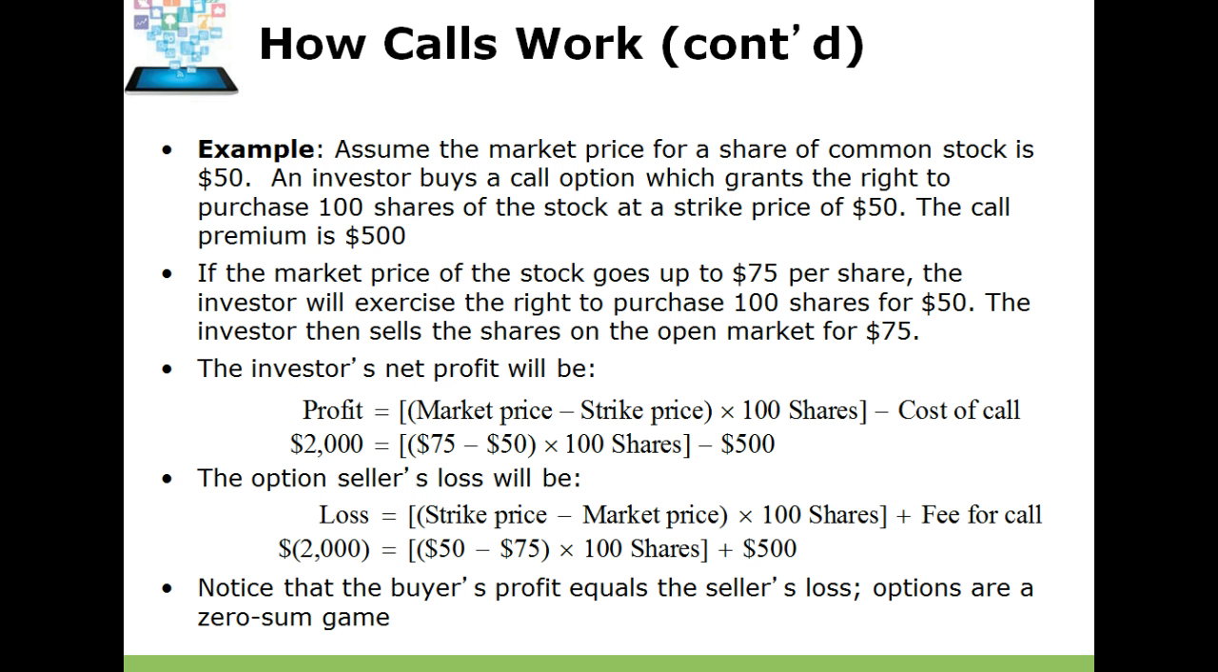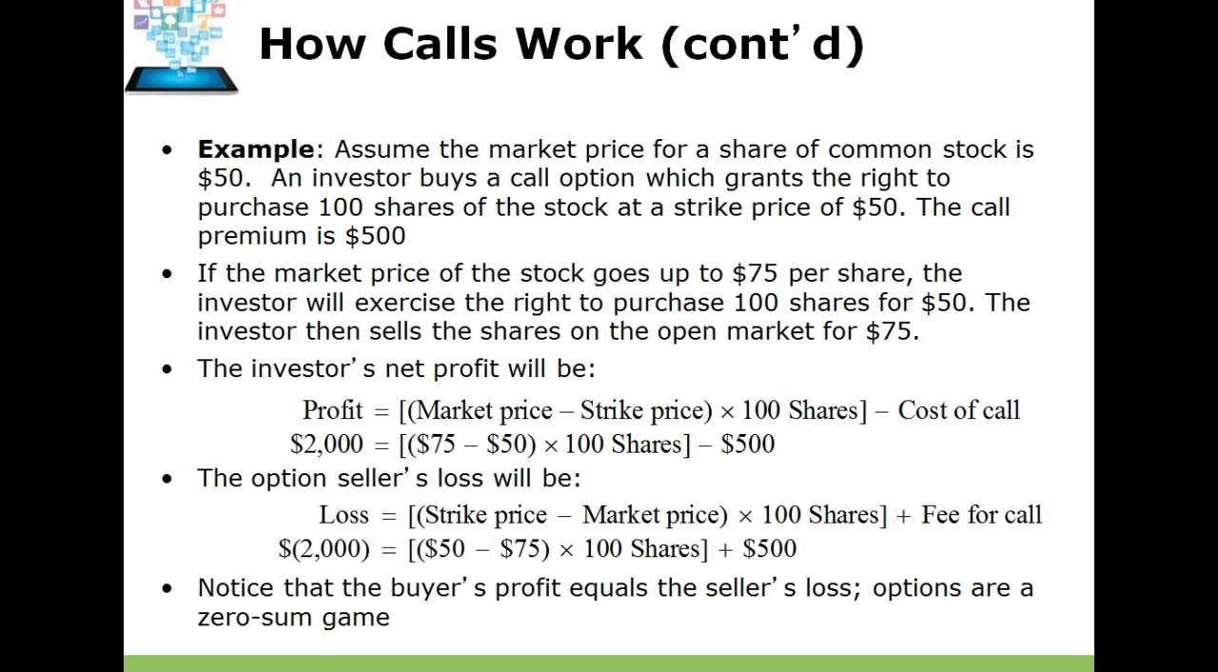Now, as an example, and we're going to do a few of these examples, if we assume the market price of a stock is $50, an investor buys a call option which grants the right to purchase 100 shares of stock at $50, and the call premium is going to be $500. So if the market price of the stock goes up to 75, the investor will exercise the right to purchase 100 shares at 50, and then the investor can sell the shares at $75 in the market.